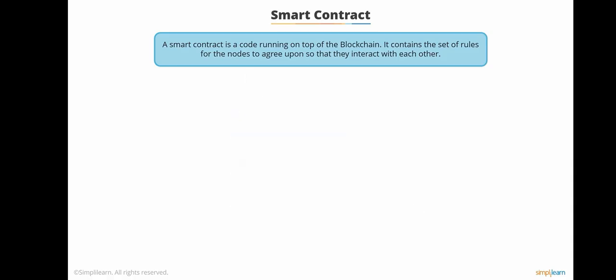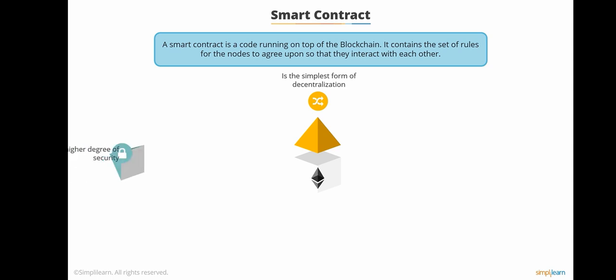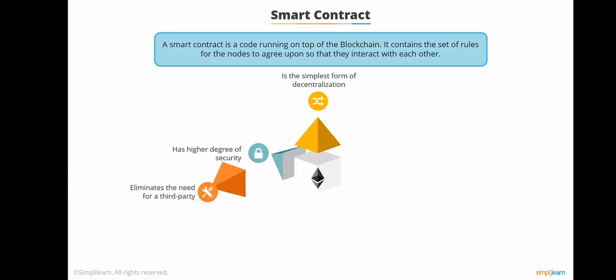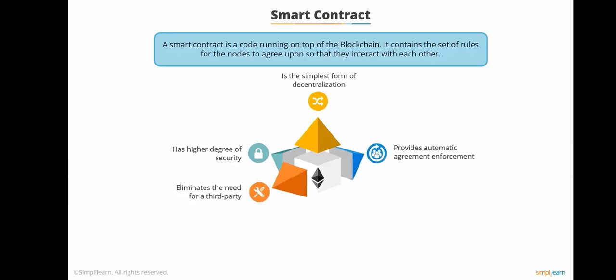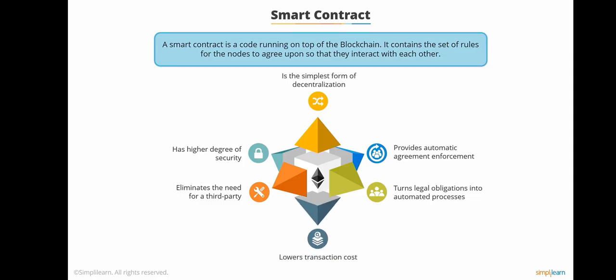Some of the advantages of smart contracts are as follows. First, a smart contract is the simplest way of implementing decentralization. Second, it provides a high degree of security. Third, it eliminates the need for a third party. Fourth, it provides automatic agreement enforcement. Fifth, it turns legal obligations into automated processes. And lastly, it lowers the transaction cost.